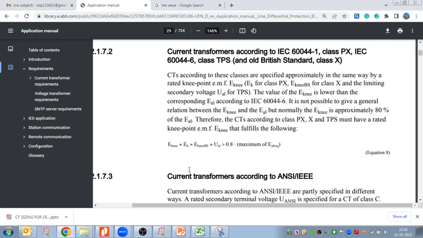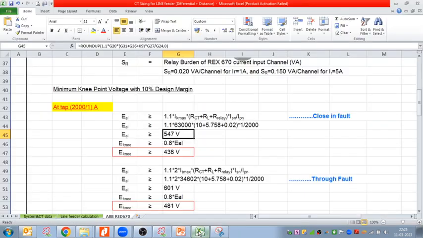So they are telling that in this, the CT knee should be equal to EK, and that equals E knee PS for British standards, that E knee shall be greater than 0.8 into maximum EAL required. So that's why, due to equation 8, I took this equation and put here this much, 0.8 into EL required. E knee should be higher than 80 percent of this only. So E knee should be higher than 438 voltage.